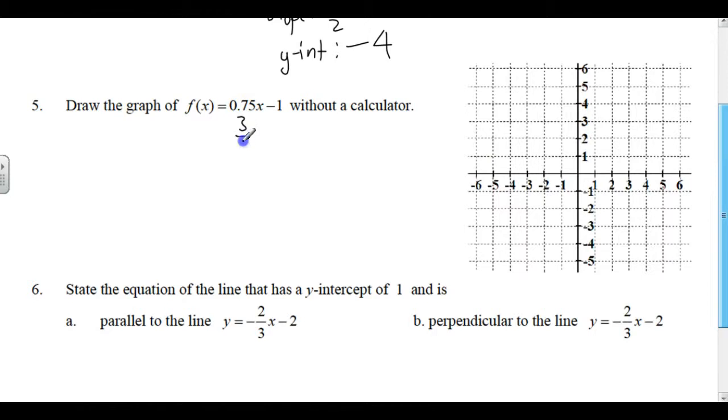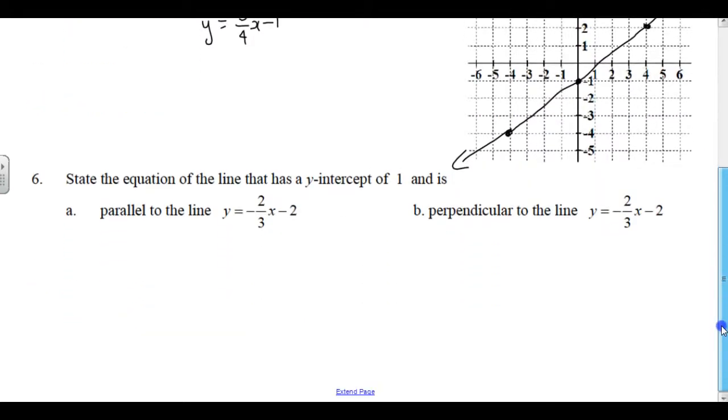0.75. 0.75 is 3/4, right? So this is really y equals 3/4 x minus 1. 1, 2, 3. 1, 2, 3, 4. Can't go 4 that way, so I'm going to go down 3. 1, 2, 3, 4, and left 4. Oh, yeah. Let's try that again. And there we go.